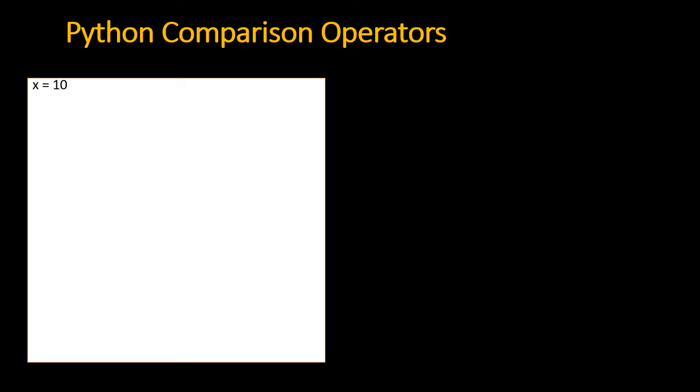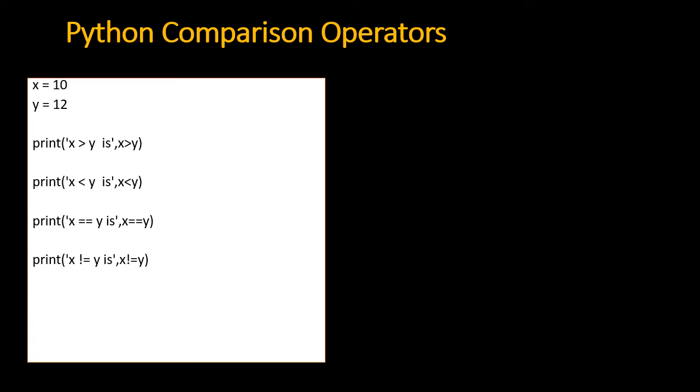So an example for Python comparison operators: x value is 10, y value is 12. Next we are comparing x greater than y, next x less than y, and then equality is checked by the equals operator and not equal, and then greater than or equal, and less than or equal.